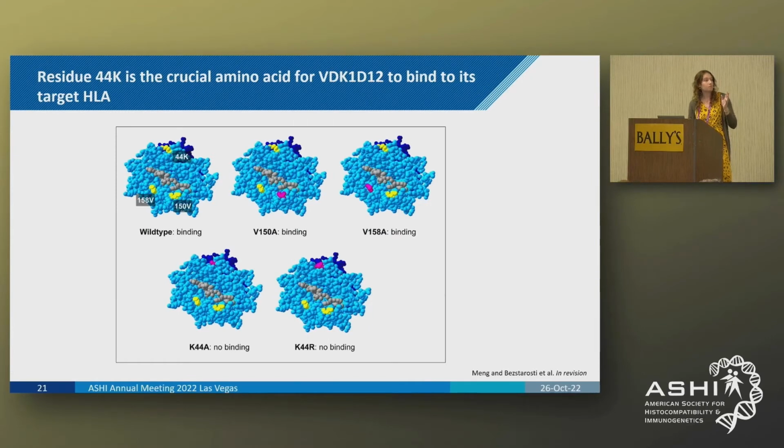So we conclude here that this residue 44K is the crucial amino acid for this monoclonal antibody, as we see that there is binding when we test the wild type. There's also binding when positions 150 and 158 are mutated, but there's no binding if position 44 is mutated. So this was for us a very nice proof of principle that this strategy works for this HLA-A1 specific monoclonal antibody. And then we wanted to look further into HLA class 1 and specifically HLA-DQ.